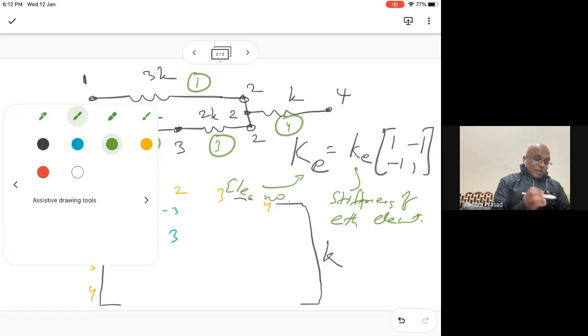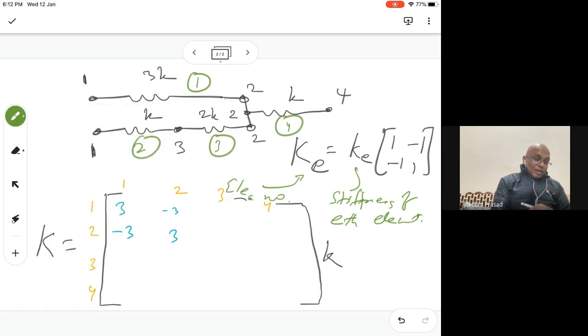Let's use a different color for number 2. We have plus 1, minus 1 for 1 and 3, then minus 1, 1. So this is done.